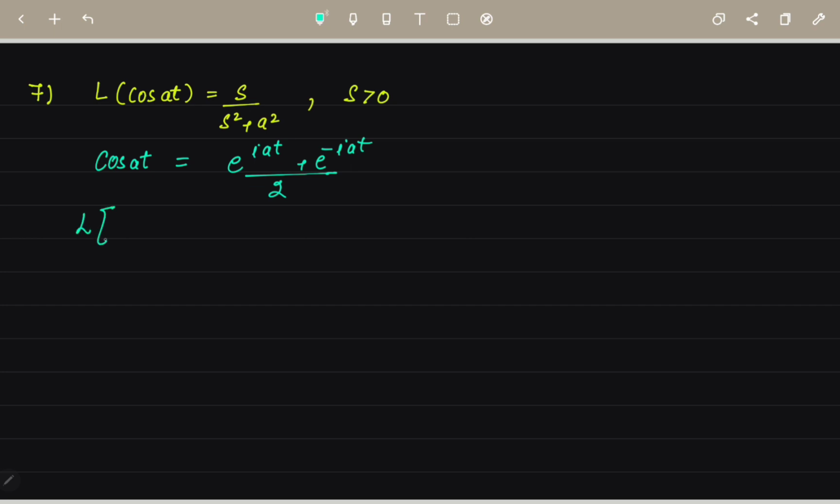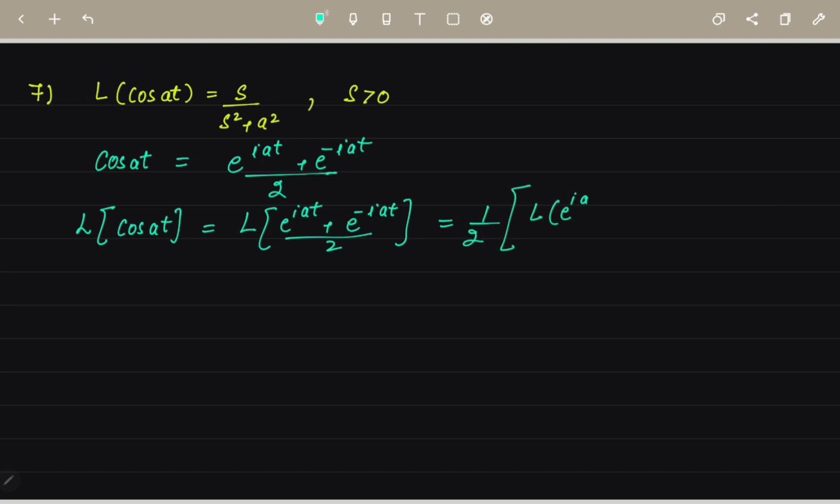We have Laplace transform of cos of at. This is equal to Laplace transform of e raised power iota at plus e raised power minus iota at, then whole divided by 2. So taking 1 by 2 outside, it will become Laplace transform of e raised power iota at plus Laplace transform of e raised power minus iota at. So now again using the property that Laplace transform of e raised power at is equal to 1 divided by s minus a.